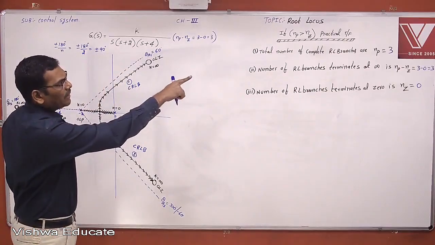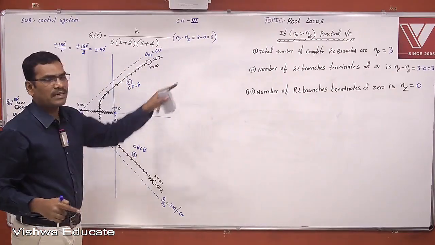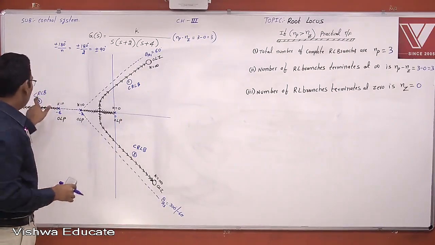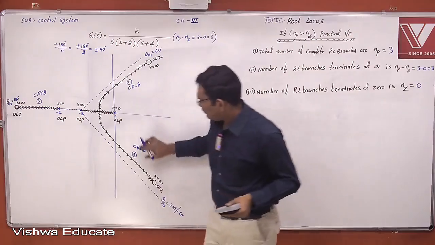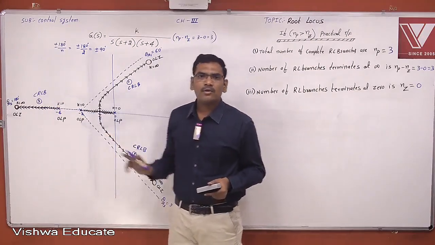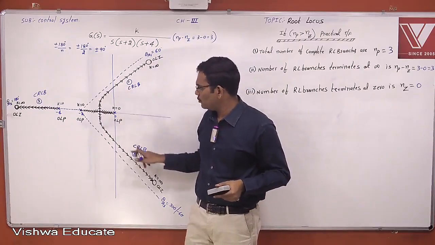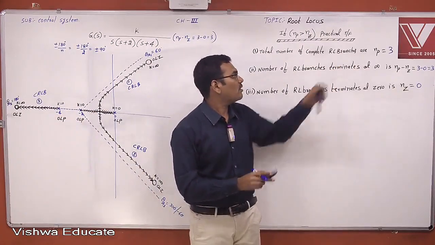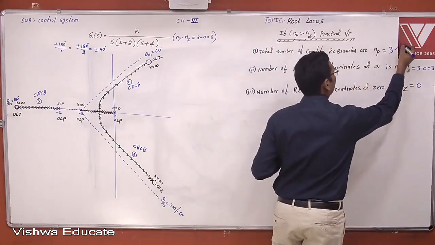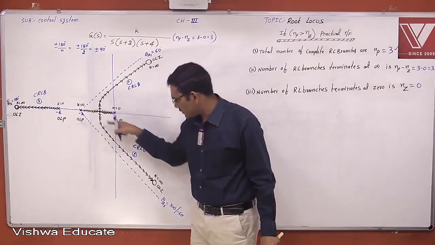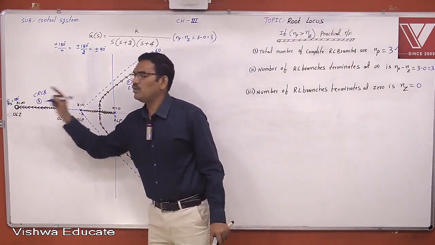How many complete root locus branches are there, identifying from the transfer function? 1, 2, 3. The total number of complete root locus branches is 3. Is it matching or not? It is correct. Complete root locus branches start at a pole and end at a 0. Starts at a pole, ends at a 0.